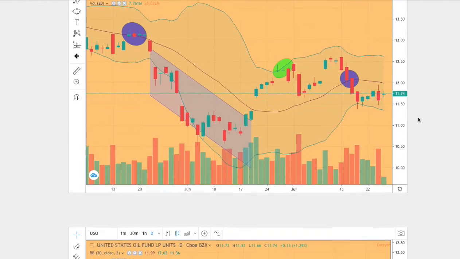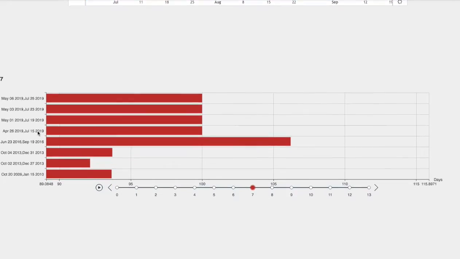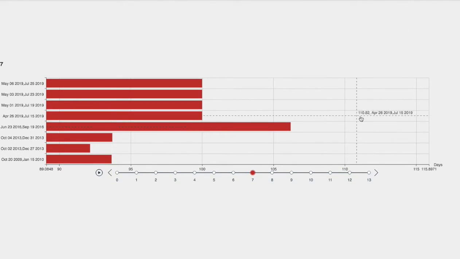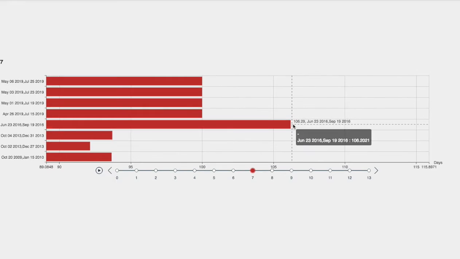So there's reason to believe that the trends and patterns are the same. The outcome and forecast would also be the same. So again, which one of these should we focus on? This is June 23rd, 2016 to September 19, 2016. Back then, WTI crude oil was up around 6.2%. So I do expect crude oil to be higher in the next coming days.